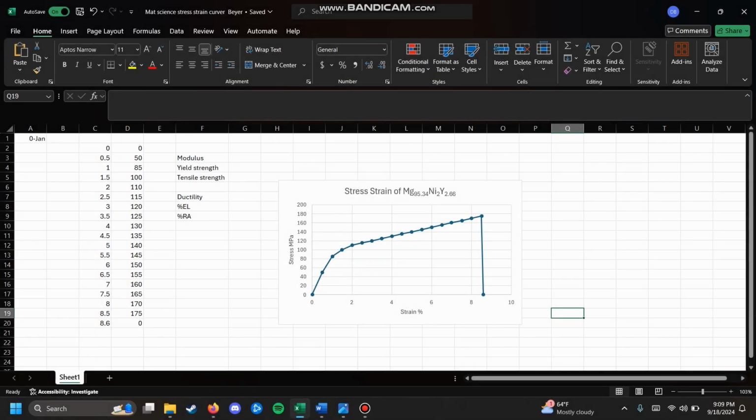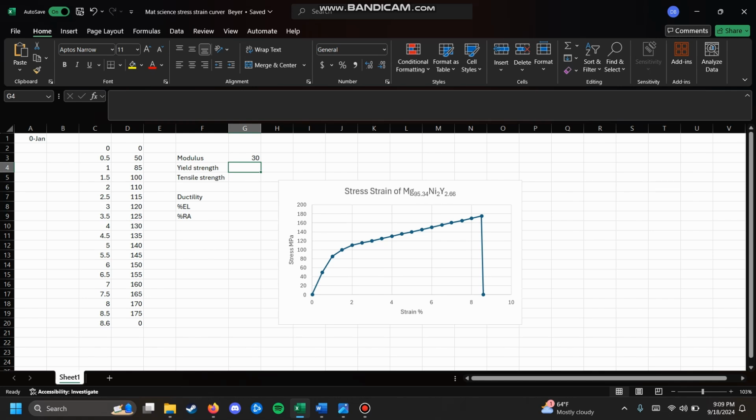Magnesium alloy. Online, I found a stress strain curve of magnesium 95.34 Ni2, Y2.66. I have since then put all the points on to show the curve here. So starting off, to find elastic modulus, we take the part here, and we calculate the slope of that. Now, after I did the calculations, I got around 30 for the elastic modulus of this, being mainly magnesium. And that's just taking rise over run.